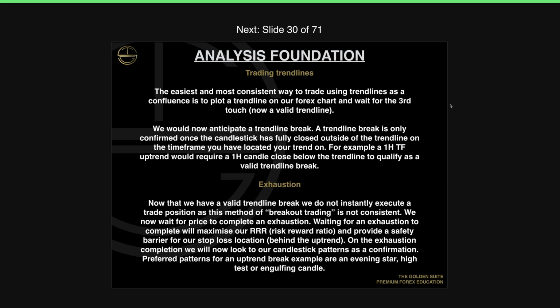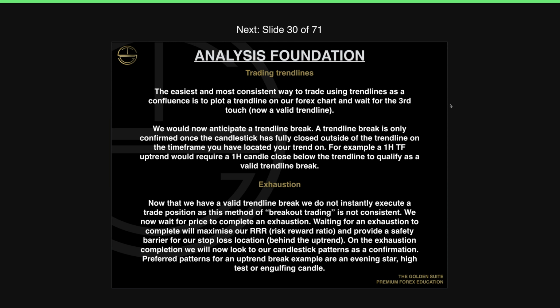So, okay, trading trend lines. The easiest and most consistent way to trade using trend lines as a confluence is to plot a trend line on our Forex chart and wait for a third touch. Okay, that's now a valid trend line. We would anticipate a trend line break.